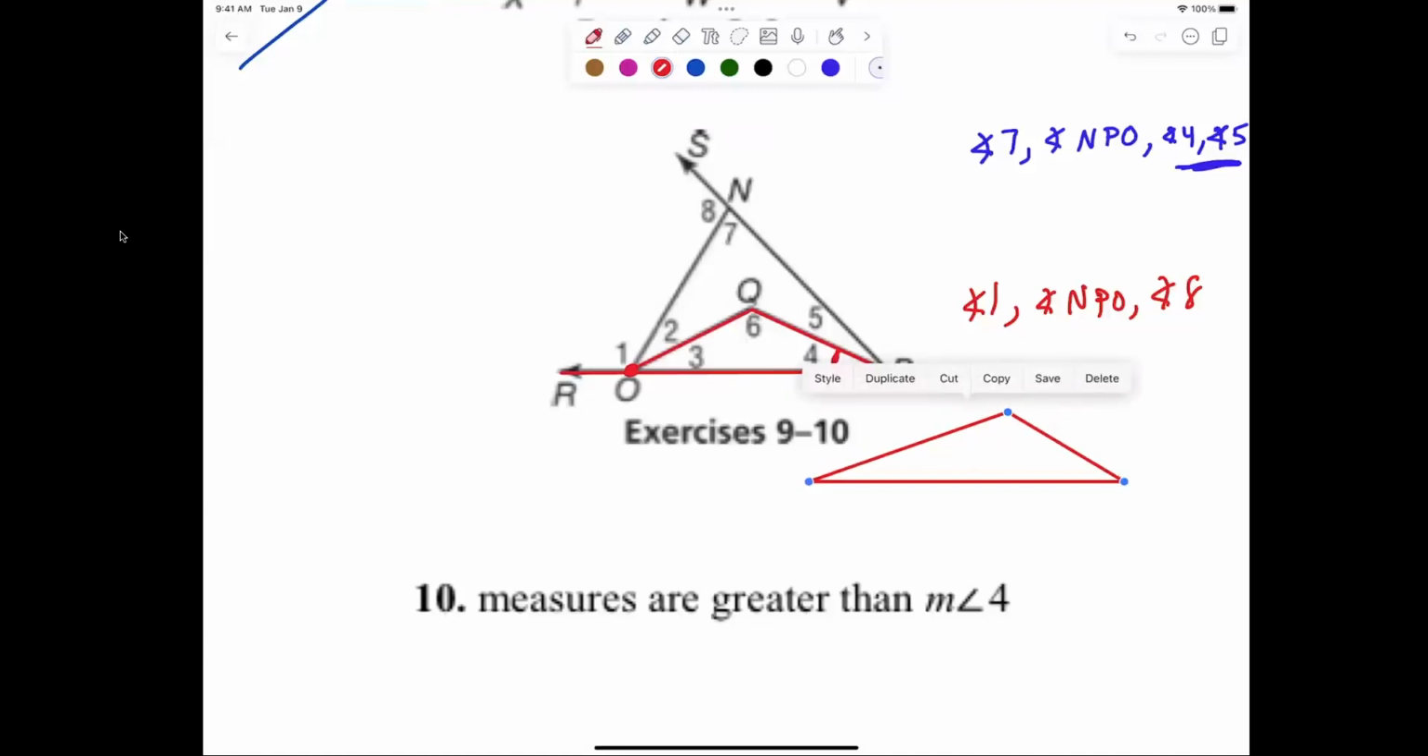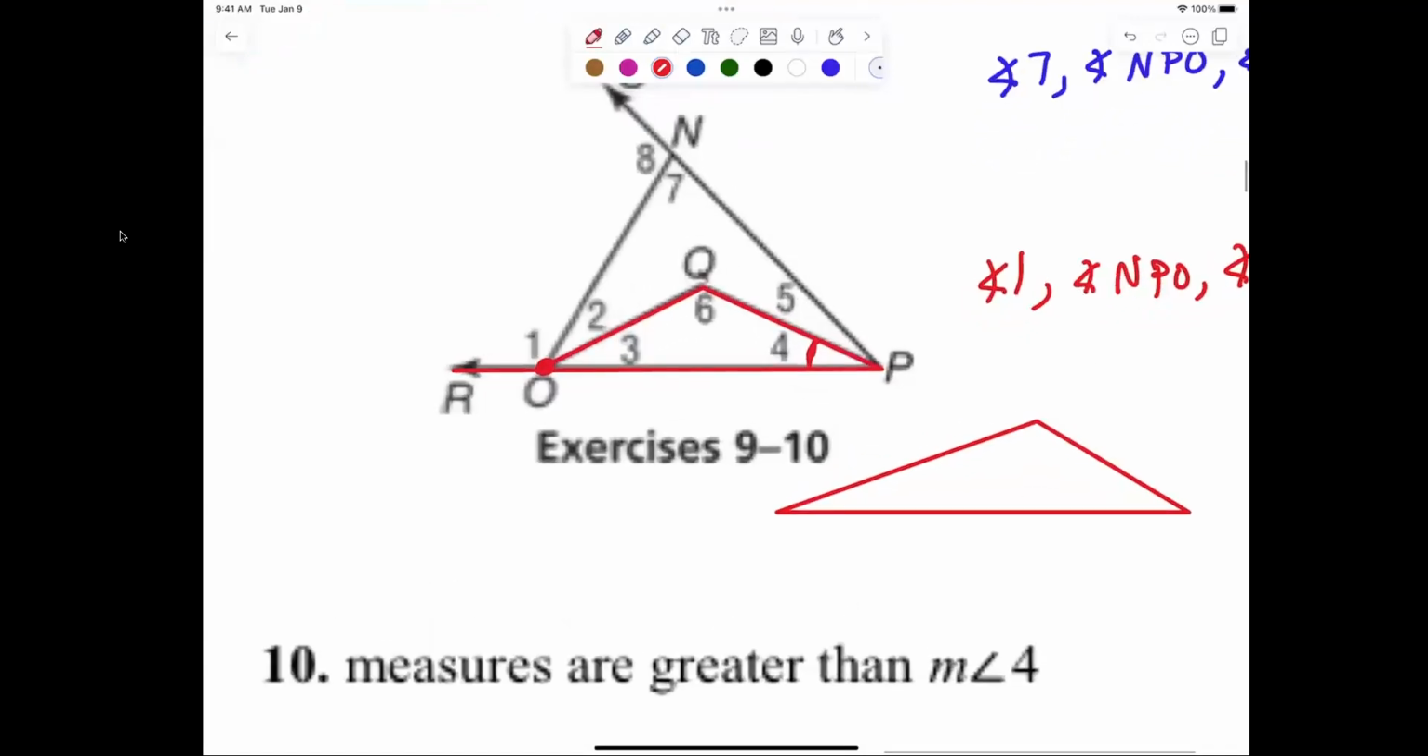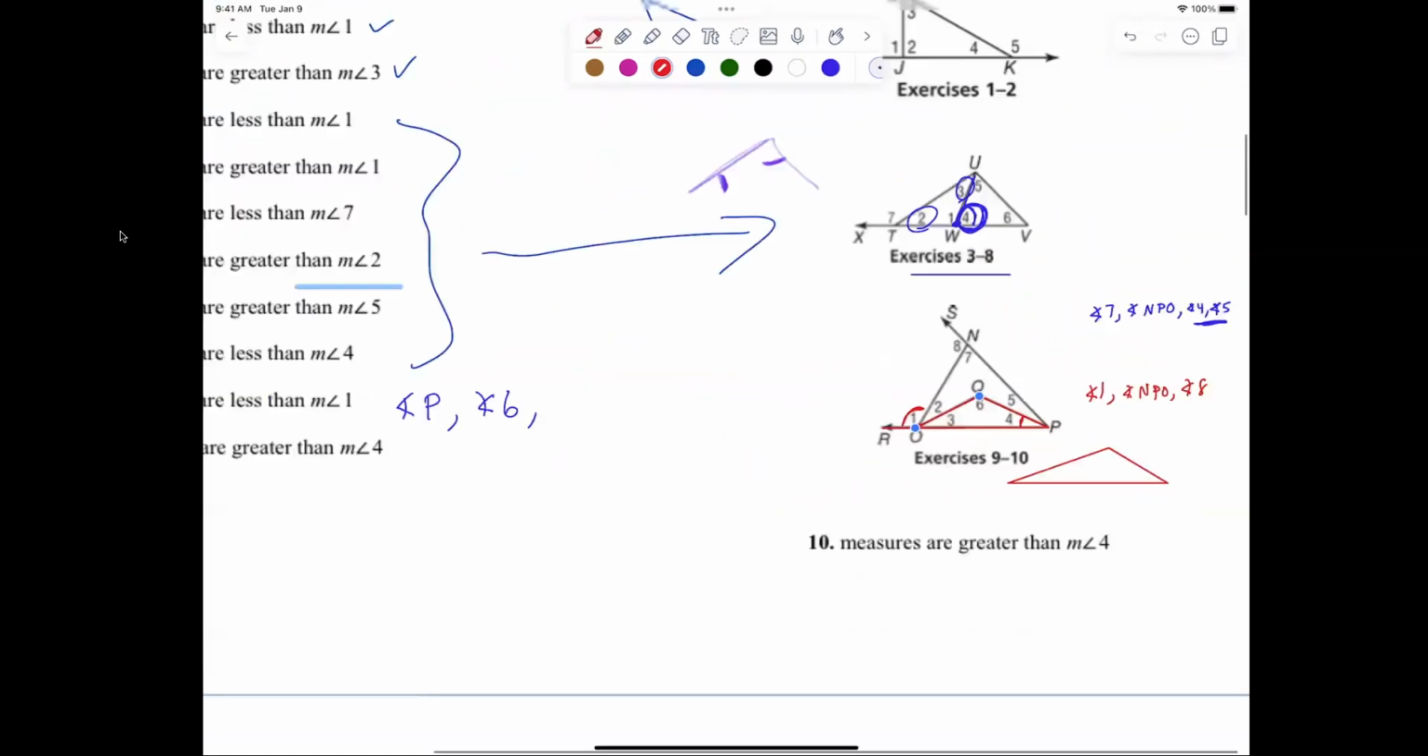Everything's changing. Yes, things are changing, but something remains the same. This angle, regardless of what you do to this triangle, angle 1 is staying greater than 5 and staying greater than 4. No matter how you move it, it's always going to be greater. All right, does everybody agree that's really not that hard? Hopefully you agree.